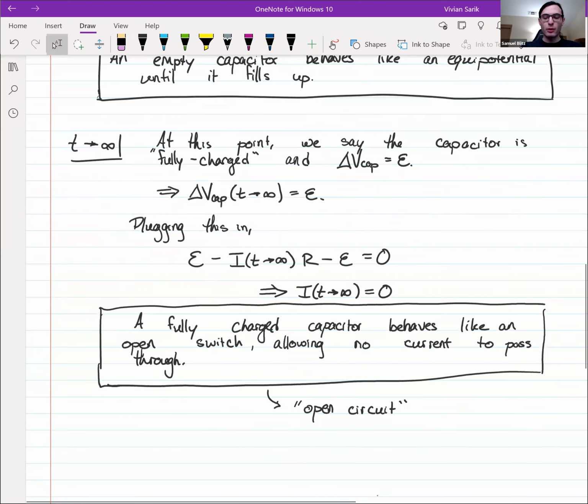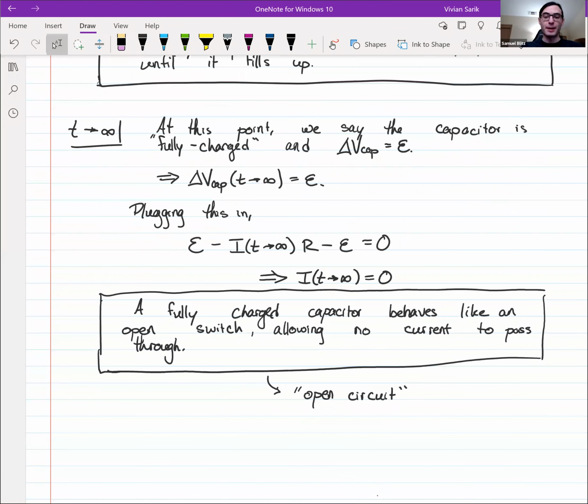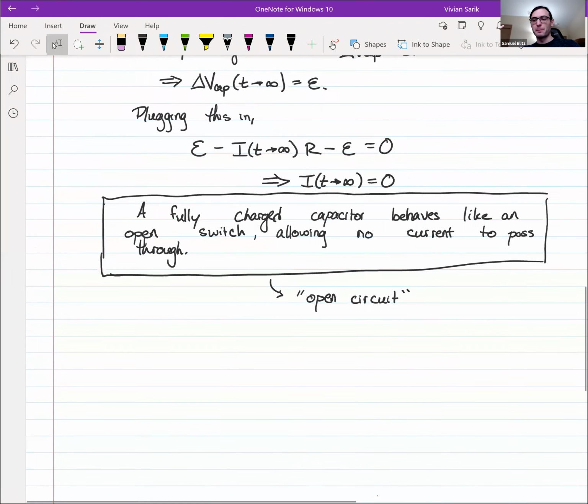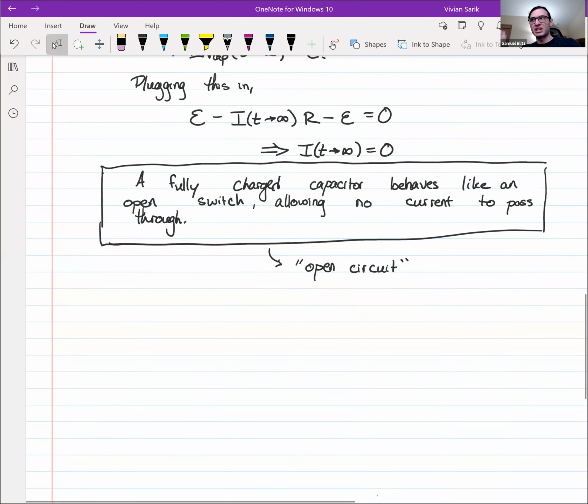Okay, that tells us what happens to the current flowing through the circuit at right when the switch is closed, and if you wait an infinitely long time after the switch is closed. But what about in between? What about for all the times after you close the switch, but not after you've waited an infinite time, like 5 seconds after you close the switch? What happens there?